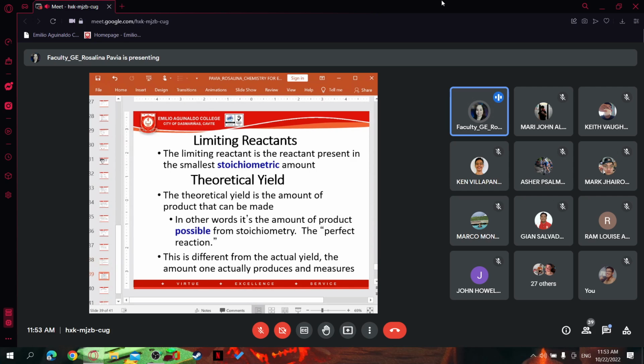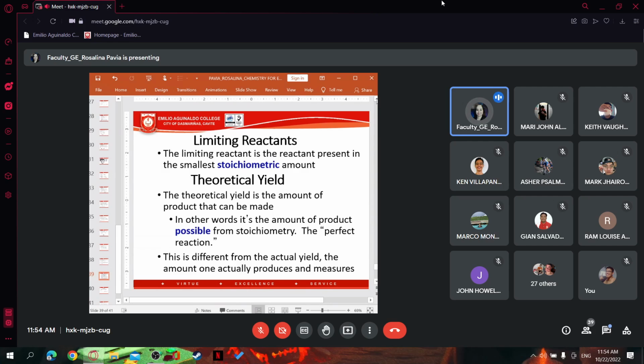Limiting reactants. The limiting reactant is the reactant present in the smallest stoichiometric amount. No, I'm sorry. Theoretical yield is different from limiting reactant. The theoretical yield is the amount of product that can be made. Okay, in other words, it's the amount of product possible from stoichiometry. It is the perfect reaction.